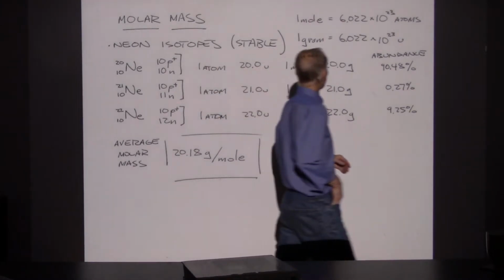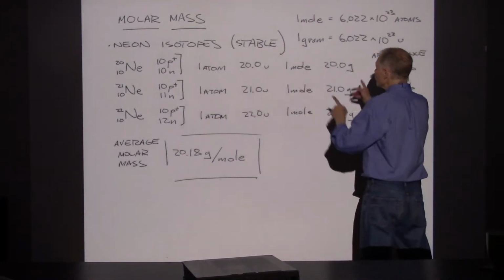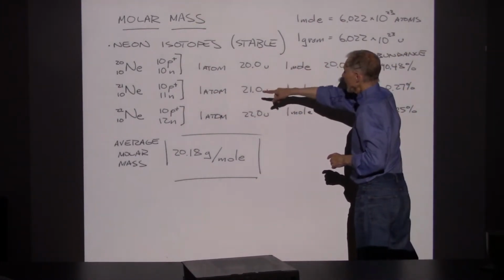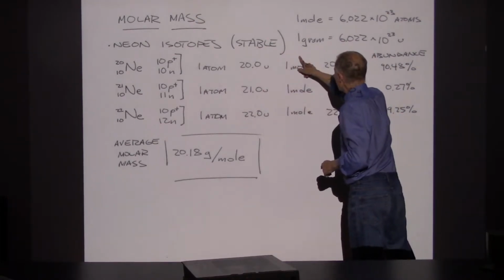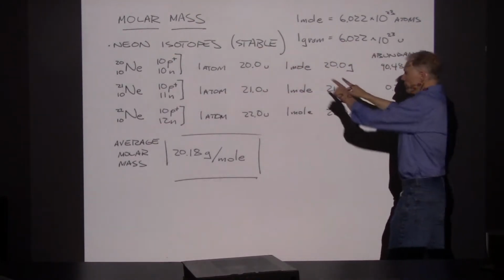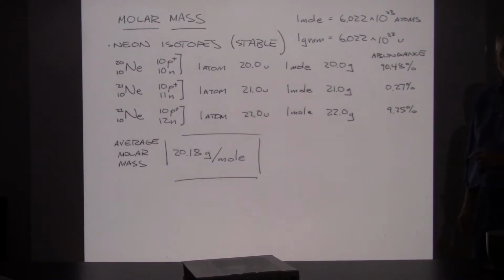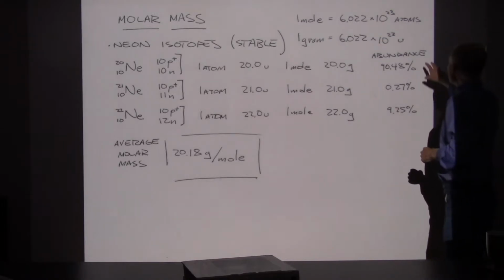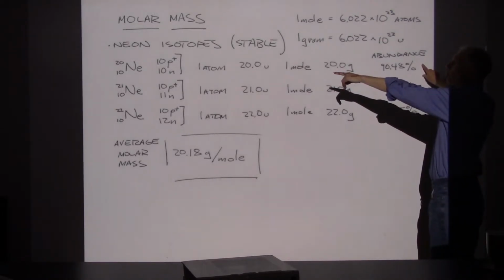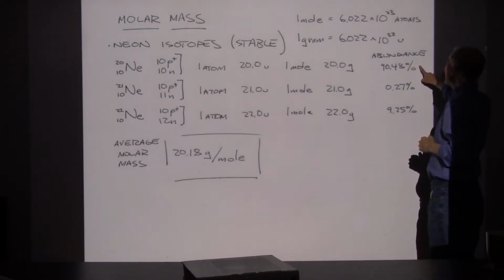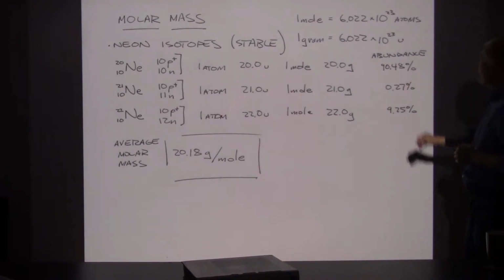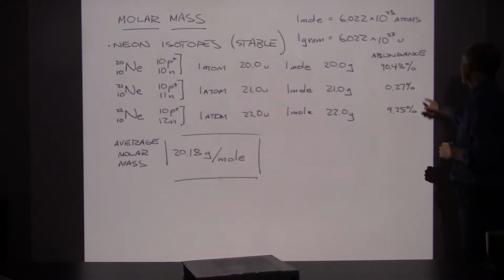Now let's look at abundances here. Well, first of all, this is the mass for 1 atom. If I have an entire mole, then the atomic mass units get changed, and now we can write that in terms of grams, is the way it works. Now the abundances, the neon 20 makes up a little over 90% of the neon in nature. The neon 21 makes up less than 1%, and the neon 22 makes up about 9%.